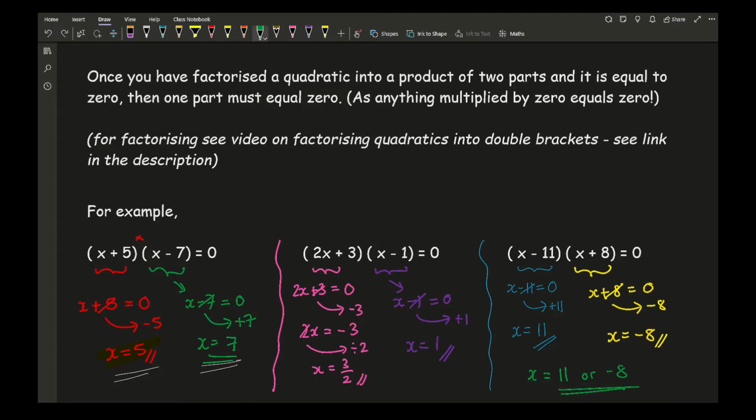Now again, with each of these brackets, because like I reiterated, you always make them equal to 0 because the actual equation equals 0.